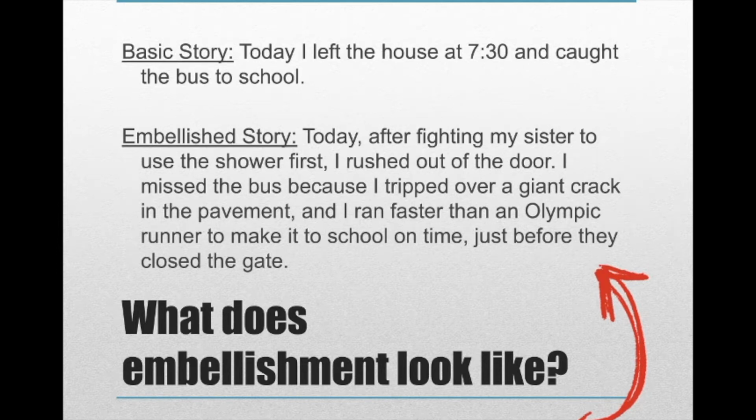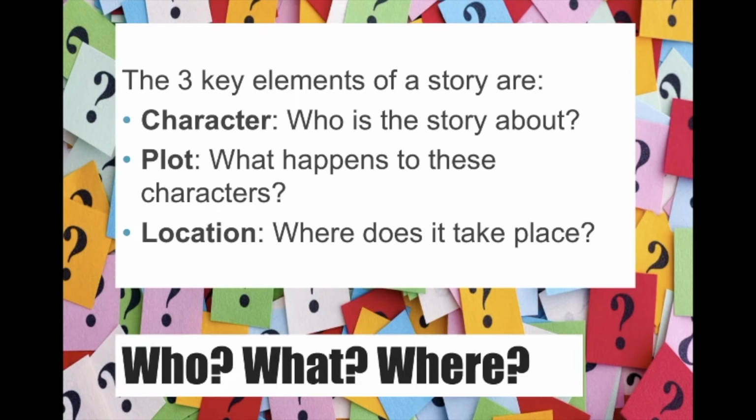Now, the next thing we're going to look at is the who, what, and where of a story. Now, these are the three elements you need to make a story really interesting. Well, to be honest, even to just make a story, if you don't have these three things, you have not got a story. So what are these three things?